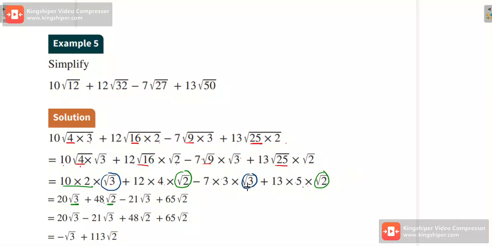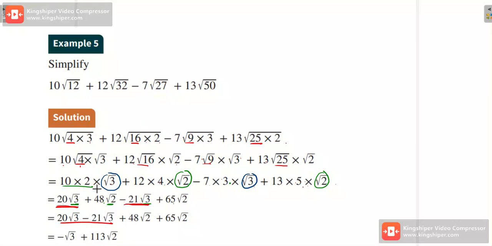Then here we have 7 times 3. 7 times 3 is 21. So we have negative 21 root of 3. Then we have 13 times 5, which is 65 root of 2. So when you get to this point, we have root of 3 here. We have root of 3 here. We have to combine the two. So we have 20 root of 3 minus 21 root of 3 as like terms.